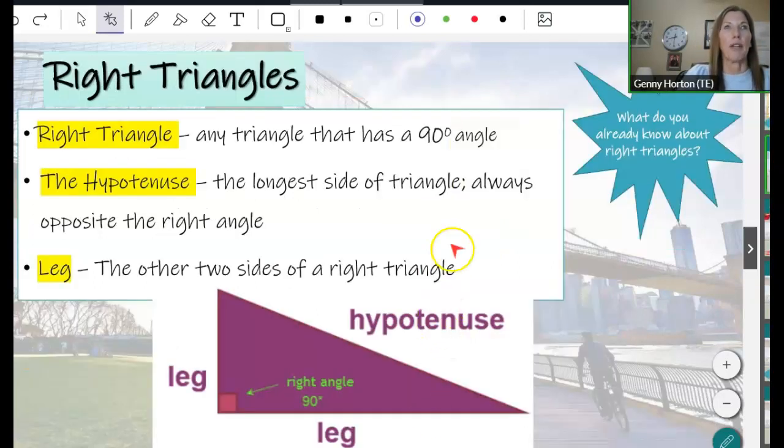So let's go ahead and make sure you understand right triangles. What do you already know about them? They all have a 90-degree angle. Here's this 90 degree. The hypotenuse is always across from that 90-degree angle. It's the longest side, and then the other two sides are the legs.